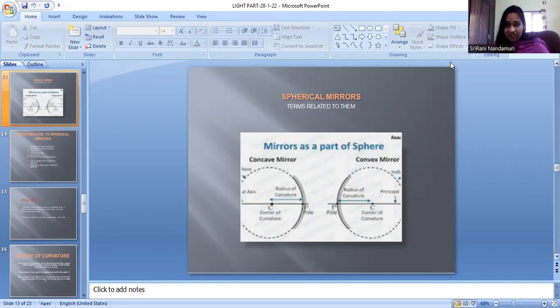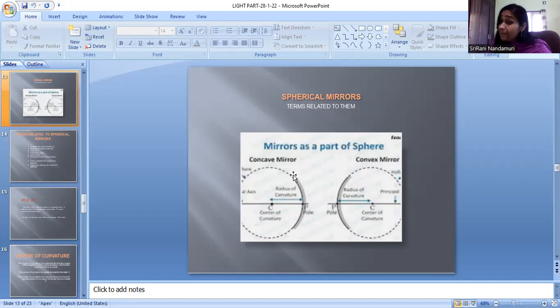For example, you have taken these two points. This is the pole, the center point of the reflecting surface. This is the center of curvature, the center of the sphere. Between these two points there is some distance. This distance is known as the radius of curvature. Understood?